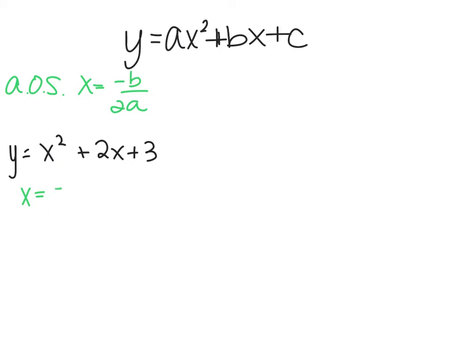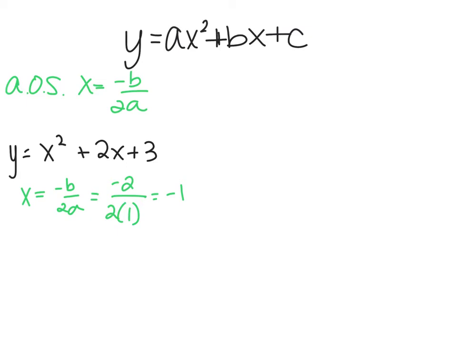So I'm going to do the opposite of b over 2a. Hopefully, we know that b is the value that's attached to the x, and the a is the value that's attached to the x squared. So in this particular problem, negative b, or the opposite of b, would be the opposite of 2, negative 2, over 2 times my a value, which is 1. So my axis of symmetry for this parabola is x equals negative 1.